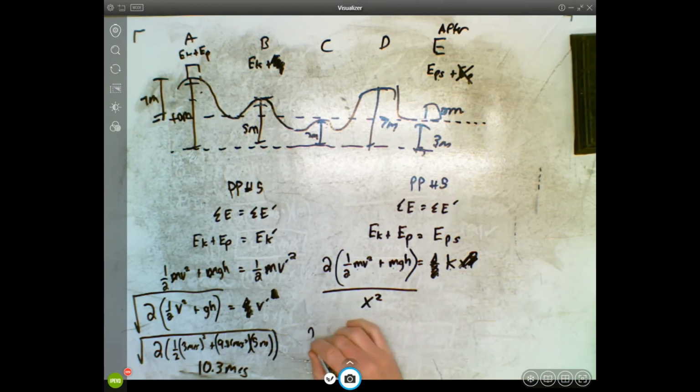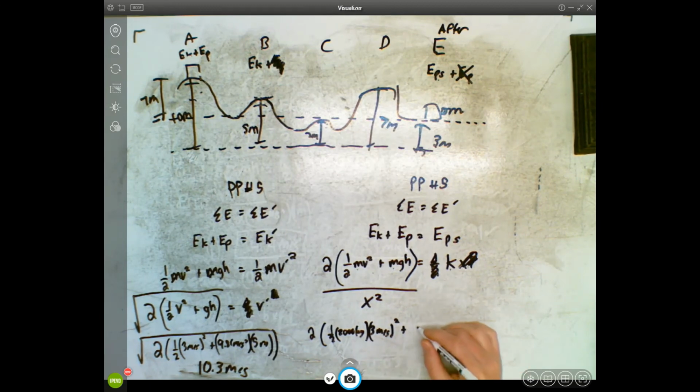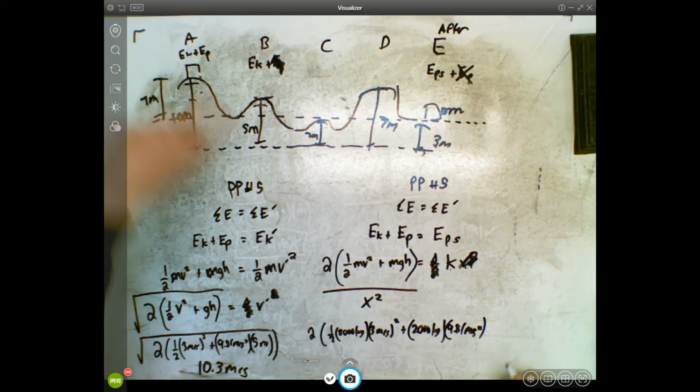So I'll write it out. It's going to be 1/2. The question said that our roller coaster is 2,000 kilograms, and at A it was moving at 3 meters per second. Okay. Our mass is 2,000 kilograms times 9.81. And then our height above our reference point is 7 meters.